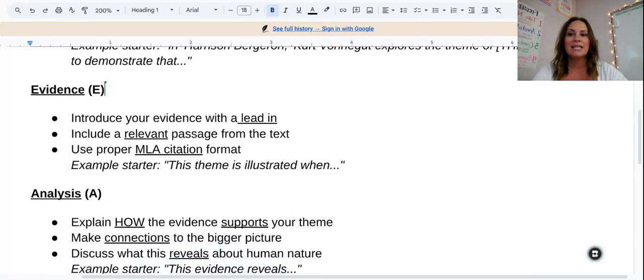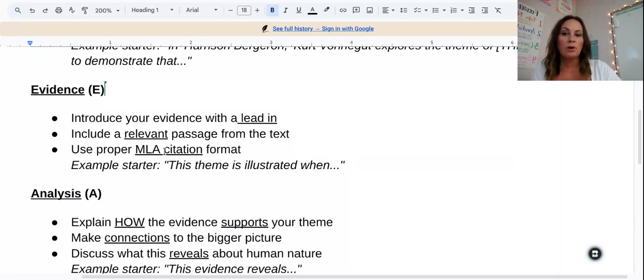All right, your second part of your paragraph is going to be evidence. So your evidence needs an introduction, so you need to introduce it with a lead in, like we practiced in 2.1 notes. You're also going to include a relevant passage from the text. So this is where you really need to be specific about what passage you're going to use to support your theme. And typically it goes in order of the story. So you're not going to start with something from the very end. You're going to start with something that is like an early on example of whatever the theme is.